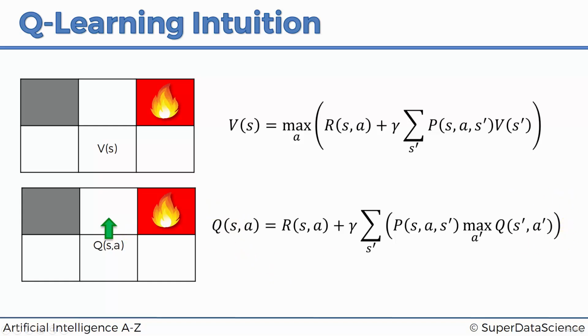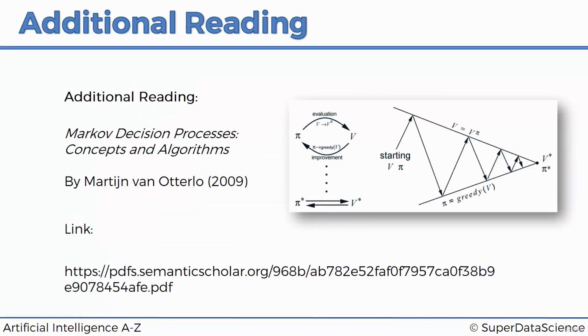And if you'd like to get a more rigorous, mathematical approach, and see the mathematics behind it, and learn a bit more about Q values and how they work, then we've got some additional reading for you. This paper is called Markov Decision Processes, Concepts and Algorithms by Martin van Otterlo, 2009. So you've got the link here as always. And here you can read in a bit more detail to understand all the nitty-gritty behind Q values and so on.